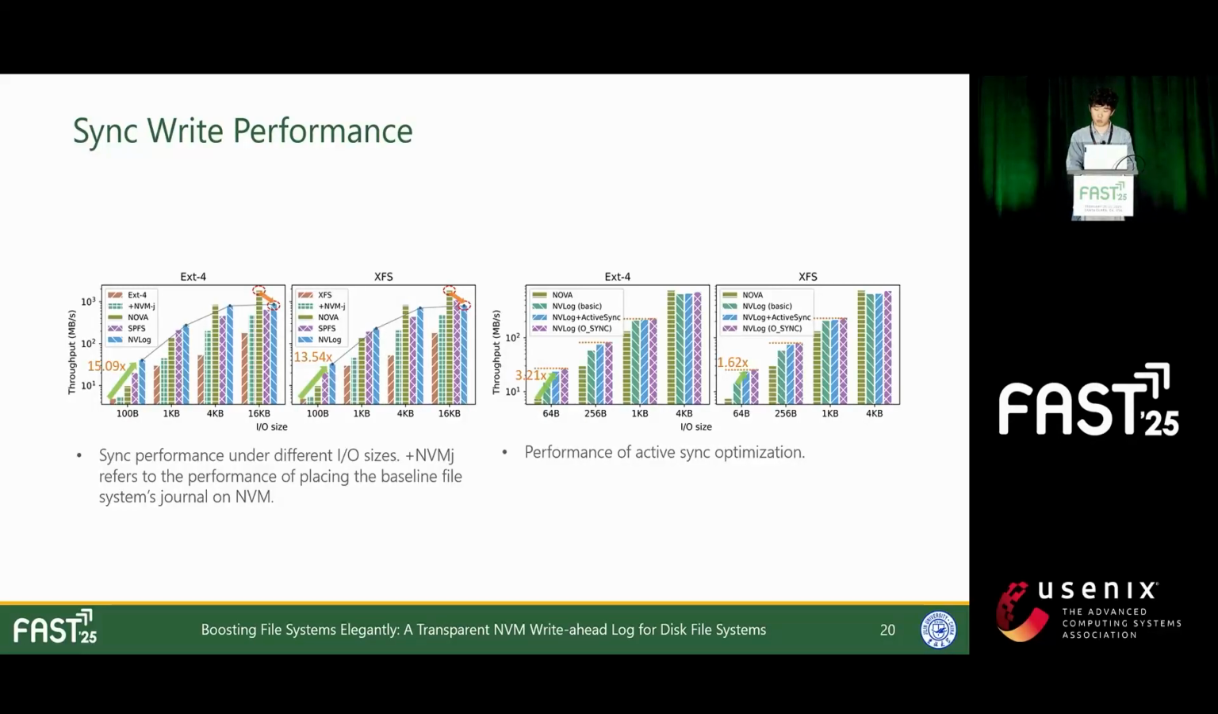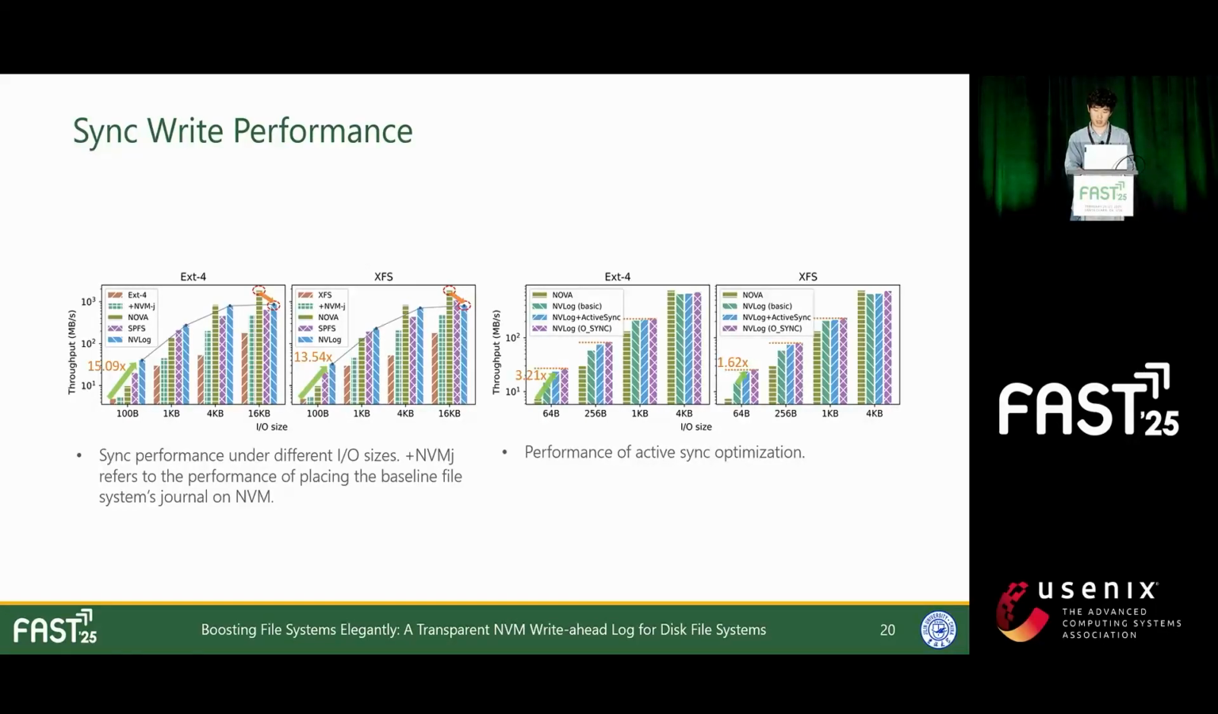Next, we conduct a pure synchronous write performance test. We can provide up to 15 times speedup to disk file systems. Under small sync writes, NVLog can even outperform NOVA by 4 times because NVLog supports fine-grained writes. Well, note that in the case of 16 kilobytes large bulk synchronous writes, NVLog performs worse than NOVA because NOVA only needs to write to NVM once, while NVLog has to write to both NVM and DRAM.